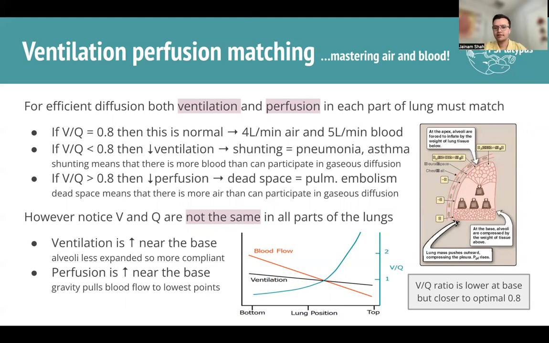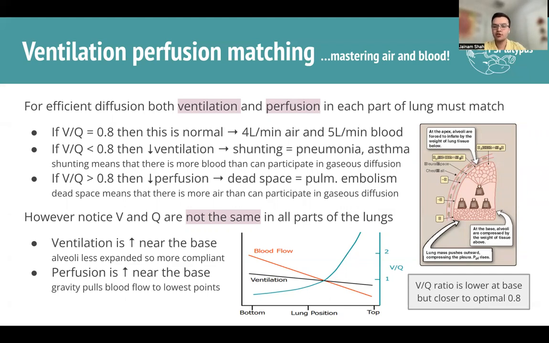That's why ventilation tends to be a lot higher in the base. Same with perfusion. Perfusion is higher in the base for the simplest reason: because of gravity, all the blood is going to be pulled to the bottom. So ventilation and perfusion basically are going to be quite high in the base compared to the apex.